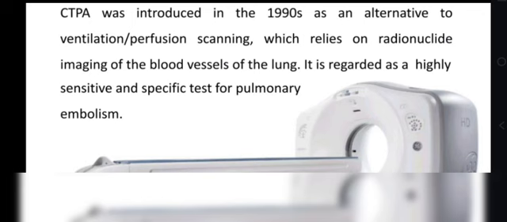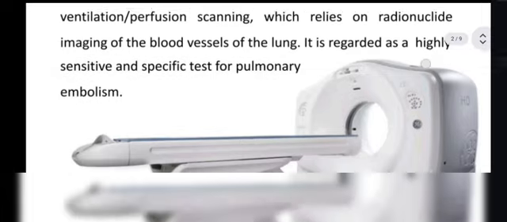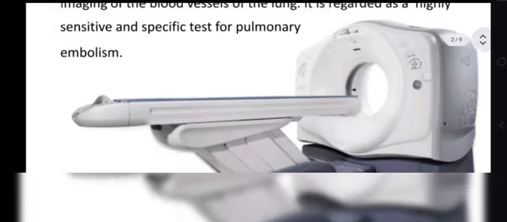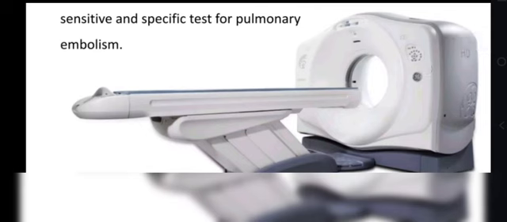This was introduced in the 1990s as an alternative to ventilation or perfusion scanning, which relies only on radionuclide imaging of the blood vessels in the lung. It is regarded as a highly sensitive and specific test for pulmonary embolism. So this is the pulmonary angiography machine. It is the same CT machine that is used in angiography procedures, but the technique we use differs.